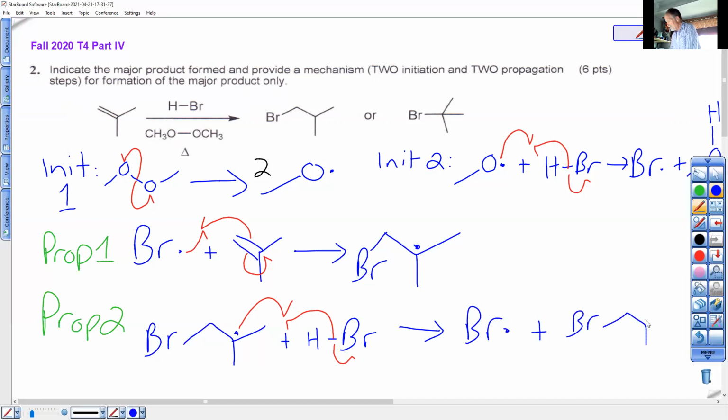You've made your AntiMarkovnikov reaction product right here. That's this one. The question didn't ask us to explain. If it did, we'd go right down here and say, this is where we determined which one was major and which one was minor. This way generates a more stable tertiary radical. The other way would make a primary radical, and we don't like that.